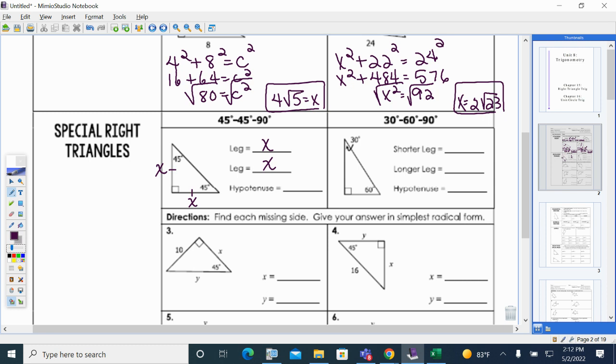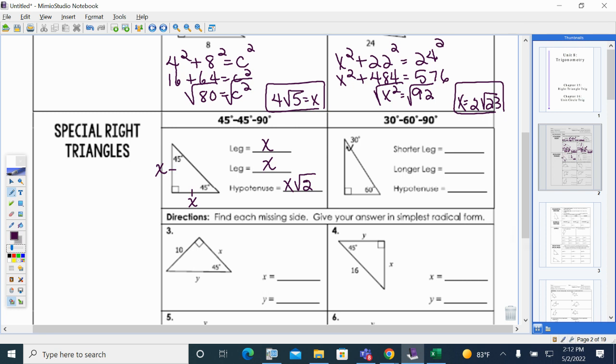Now, if you run that through the Pythagorean theorem, what's going to happen is the length of the hypotenuse is always going to be the length of one of those sides times the square root of 2. So if you can memorize these characteristics, then you can find the missing measures on any 45, 45, 90.